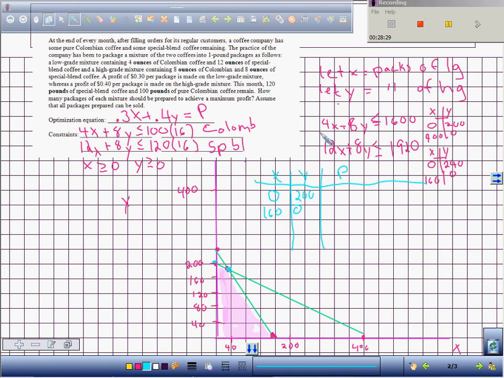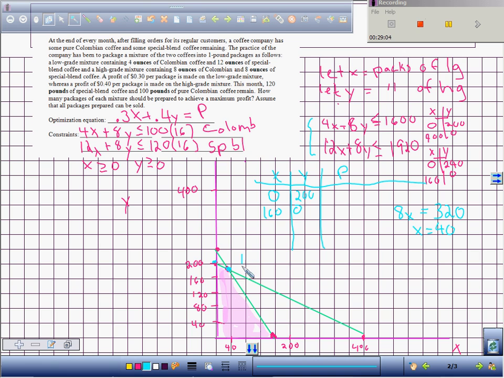Now to find this point right here, I'm going to do a little bit of algebra real quick. I'm going to subtract these two equations. So I'm going to subtract this one from this one. When I do that, I get 8x equals 1920 minus 1600, which is 320. So x is what? 40. Do you understand what I did? I just took this system of equations and subtracted them to find the point of intersection.